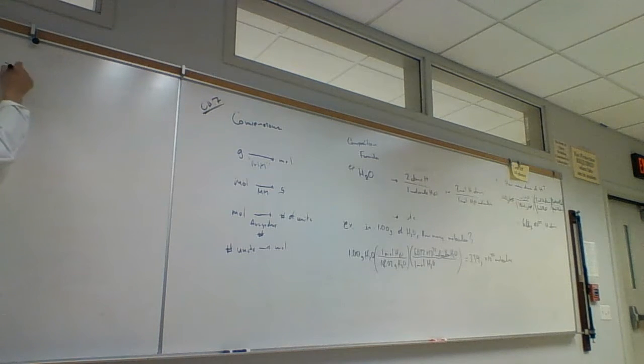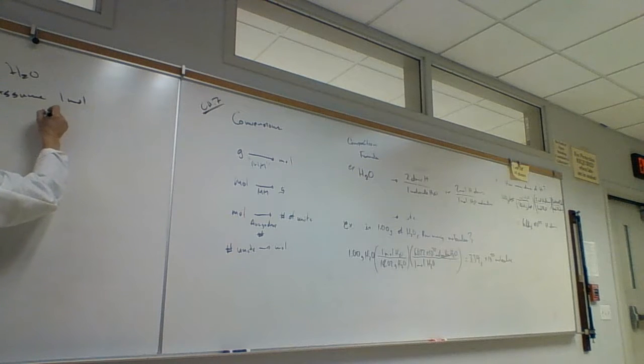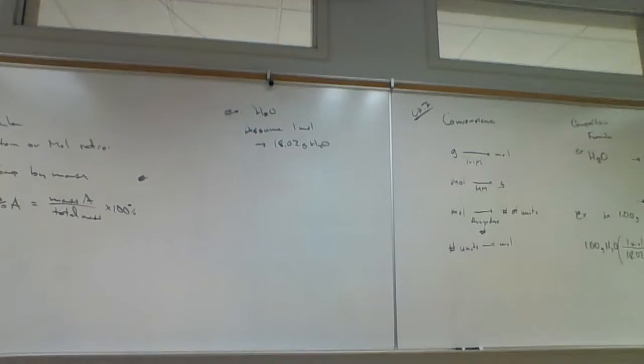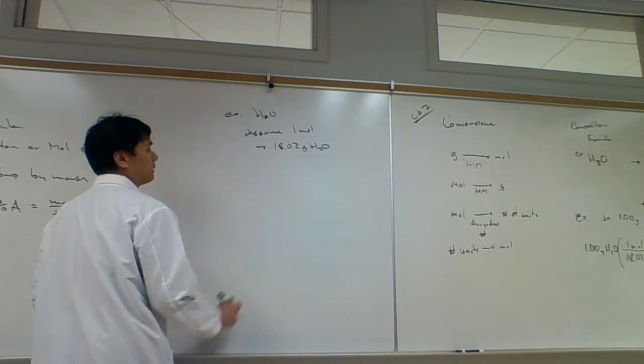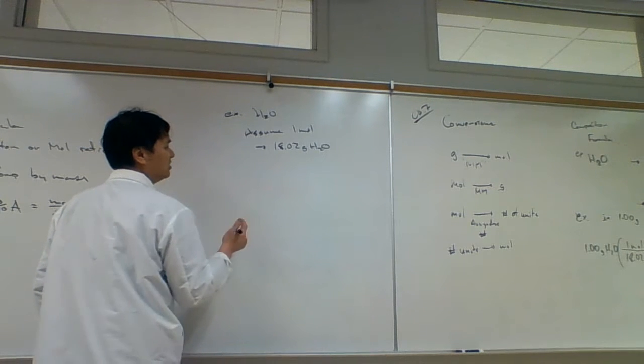We'll do water again. What we're going to do is assume we have 1 mole. So just assume 1 mole. If we have 1 mole, then we have 18.02 grams of H2O, because that's the molar mass. If we have 1 mole of water molecules, it's going to weigh that many grams. It's a lot of water molecules, so that's why the mass adds up. And so out of that 18.02, this is it.